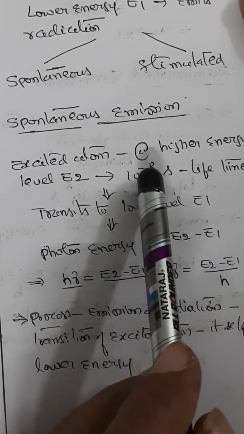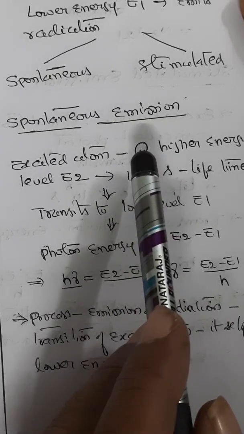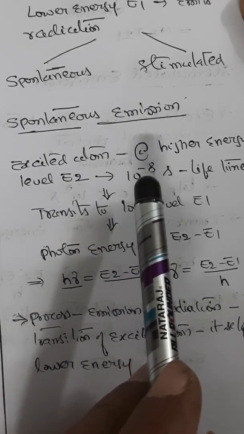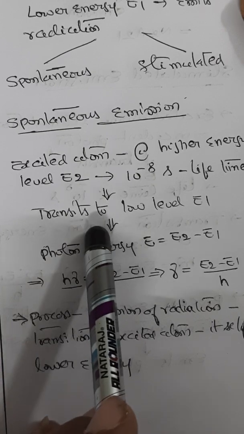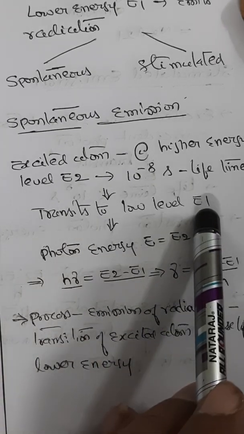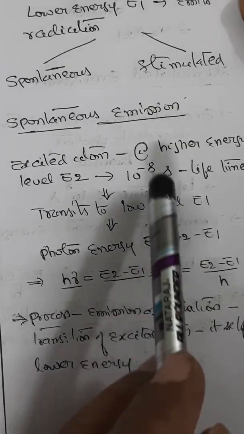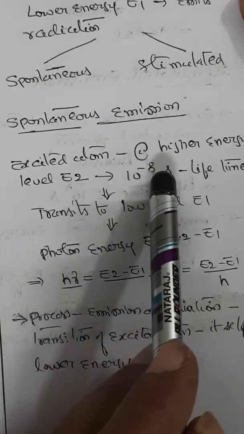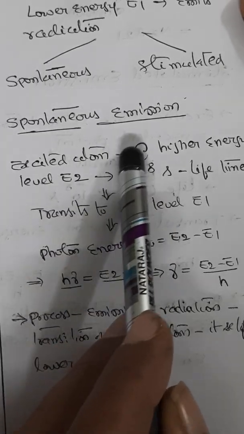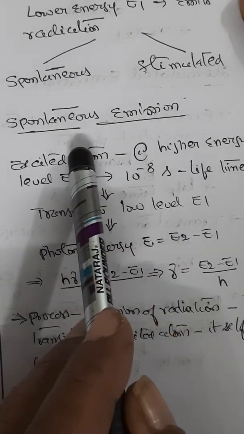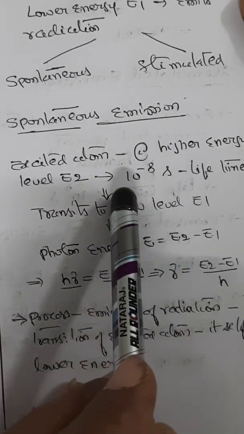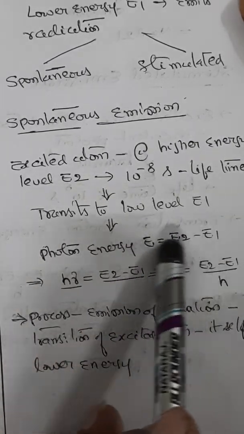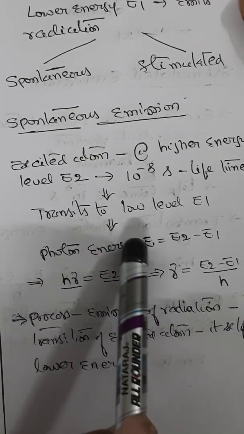What happens after the lifetime? After the lifetime, the excited atom has to come back to the lower level. Therefore, after the lifetime of 10 power minus 8 seconds, it has to transit to the lower energy level, E1, by itself. Automatically, on its own, it should come back, emitting a photon of energy equal to the energy difference. So the excited atom, with a lifetime of 10 power minus 8 seconds at the higher level, has to come down after the lifetime into the lower level E1 by emitting a photon with energy equal to the difference, on its own.